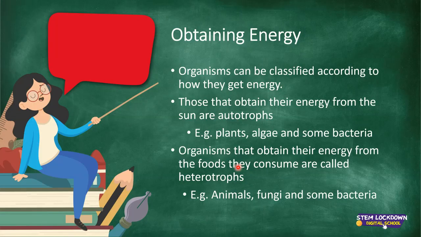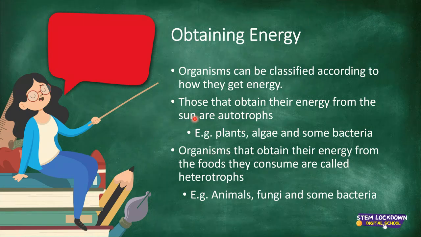Obtaining energy. So organisms can be classified according to how they get their energy. An example is what we have just read on the comic strip. On the comic strip, we had the flower and we had Reggie. They both got their energy from different sources. Reggie was eating a tuna sandwich. The flower looked up to the sun and said, "That is where my energy comes from." So already they're classified differently.